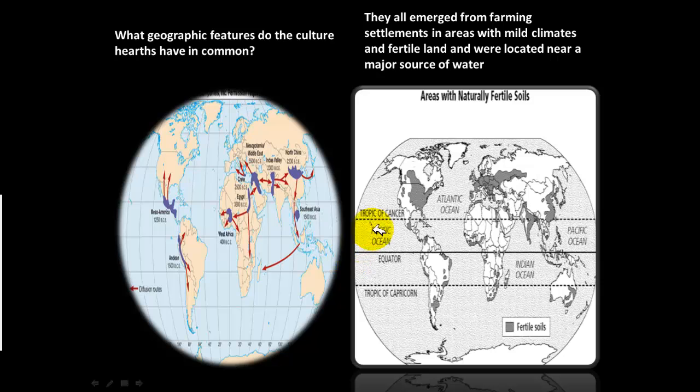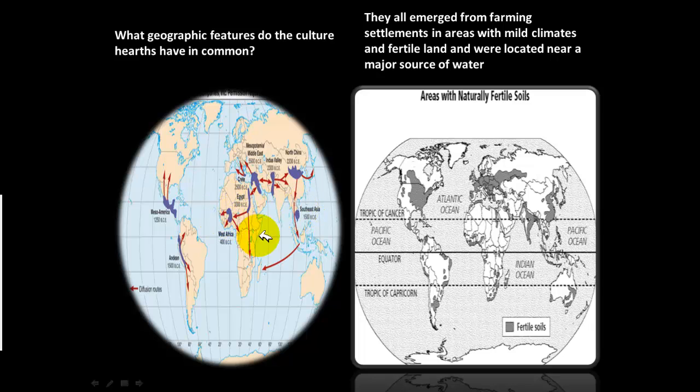If you compare the map of the cultural hearths with the map of the areas of the world with naturally fertile soil, you'll see that they match. What that means is that these are places on the earth where it's very easy to farm and to grow vegetables, and you do not have to engage in irrigation and all those things. It's very easy to sustain yourself and grow your own food there. So if you take a look at Mesoamerica here, and South America here, they match.